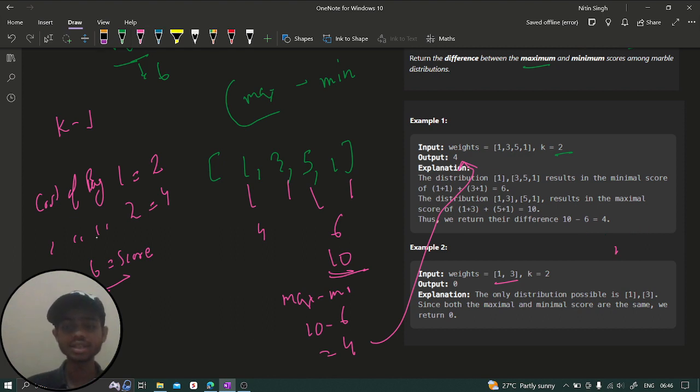So we can see, guys, a simple thing: whenever k is equal to 2 and we have to distribute into two bags, we have only two marbles, so the cost is always going to be 0. So now let's move to the logic part, where we are going to understand how we can solve this problem.